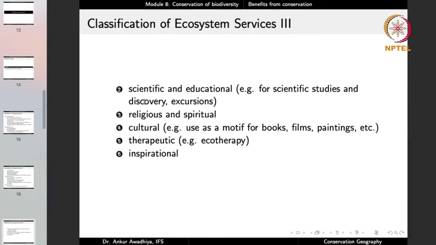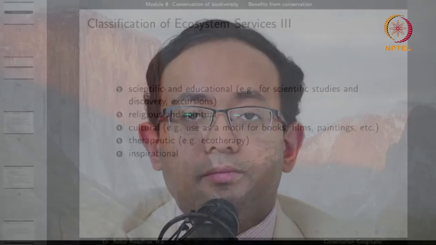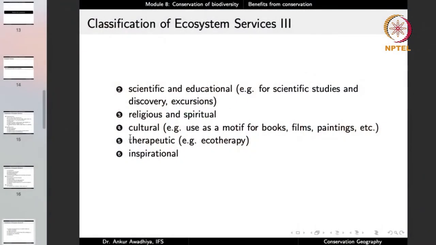Then we also have a large number of religious and spiritual services that are being provided. Because a large number of trees and animals have religious significance, they have spiritual significance. People worship trees, people worship animals. And so they provide a service which is even a religious and spiritual service. Then there are certain cultural services. They are used as motifs for books, films, paintings, and so on.